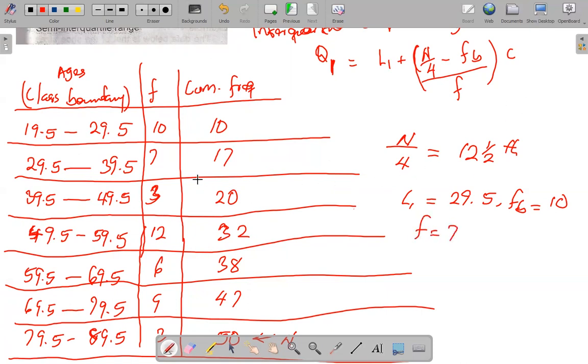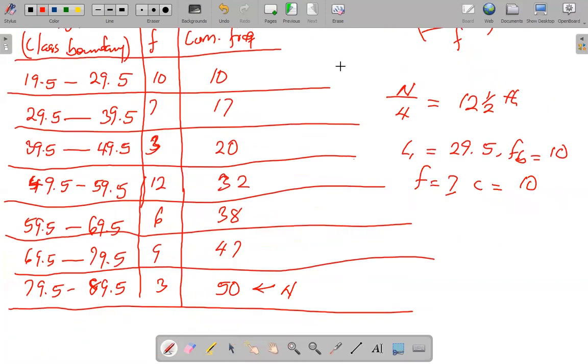C is the class width of the quartile. The class width for the whole data is the same. 39.5 minus 29.5 is 10. These two are also 10. So the class width for the whole distribution is usually the same. So in this case, C is 10. With that, now we can calculate the lower quartile.